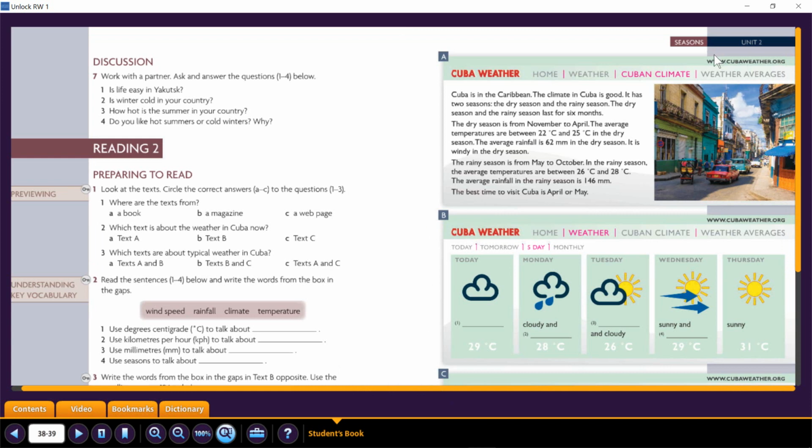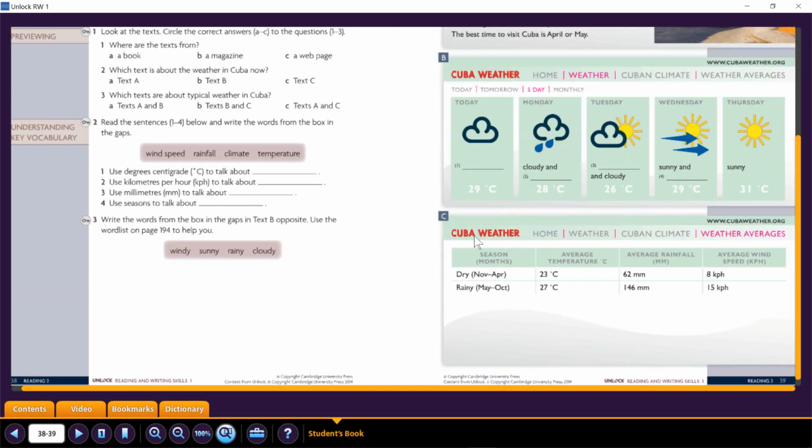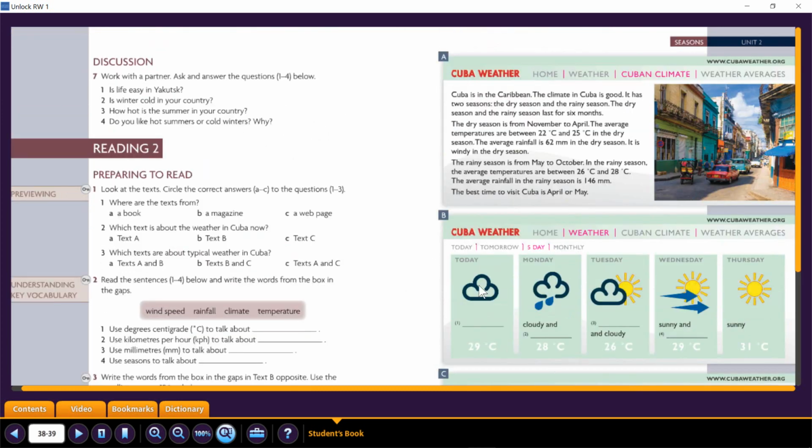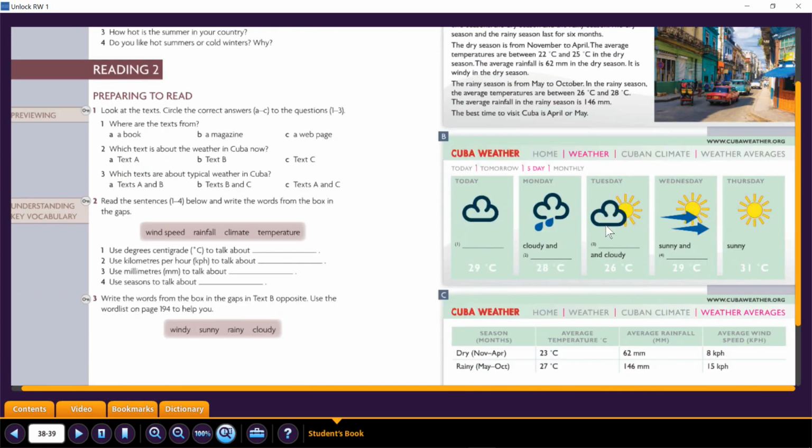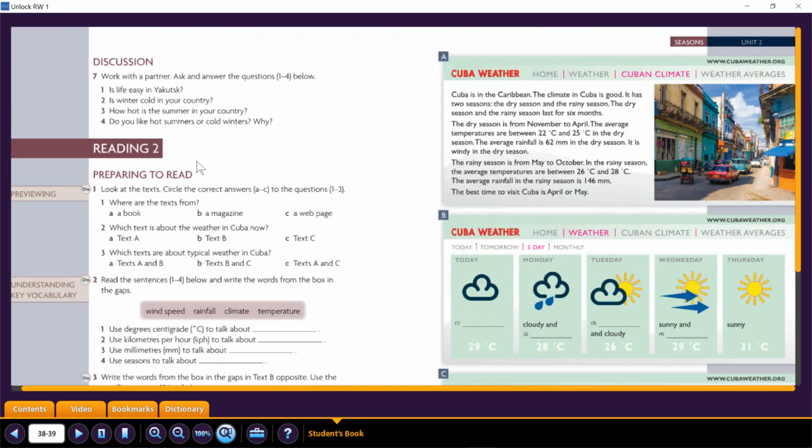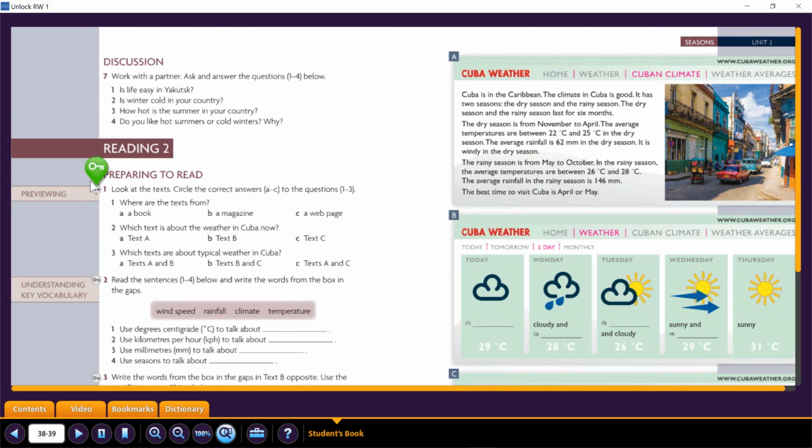Okay, starting with headings, here we have a link, Cuban climate, Cuba weather. Here we have pictures. Here we have some sort of drawings. Here we have today, tomorrow, 5-day, monthly, Cuba weather, weather average. So, in general, we are going to read a text about weather in Cuba. So, I think we are ready to answer these questions.